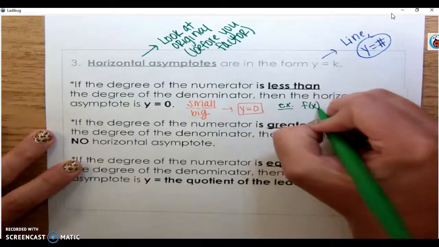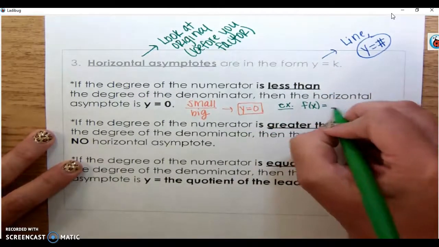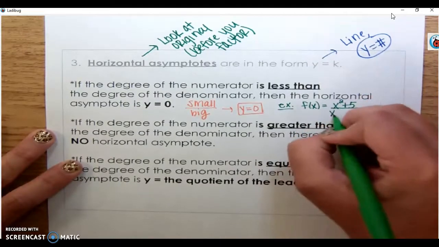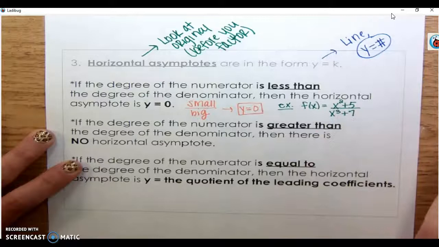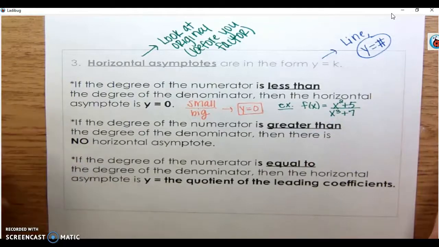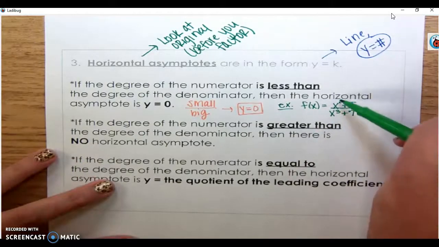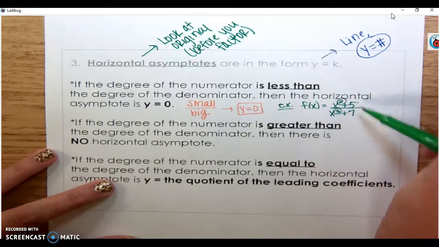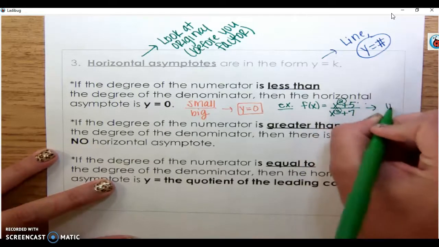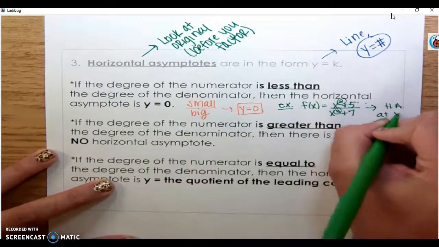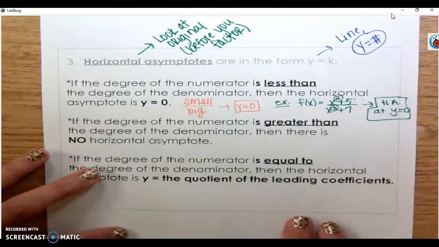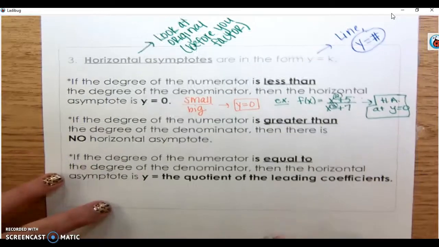Let's say we have the rational function f of x equals x squared plus 5 over x cubed plus 7. When we're talking about degree, we're talking about the highest exponent. So the highest exponent here is 2, and the highest exponent here is 3. So it's smaller on the top than the bottom, so small over big. So that means that this would have a horizontal asymptote at y equals 0. So anytime it's small over big, there's always a horizontal asymptote at y equals 0.